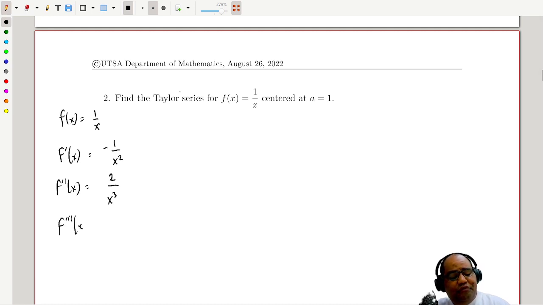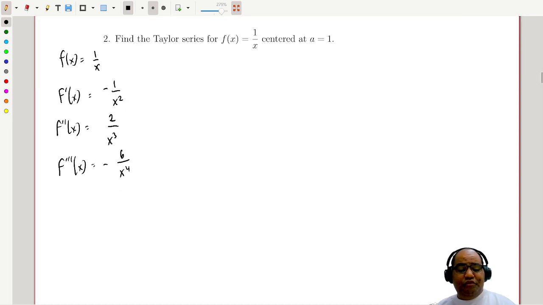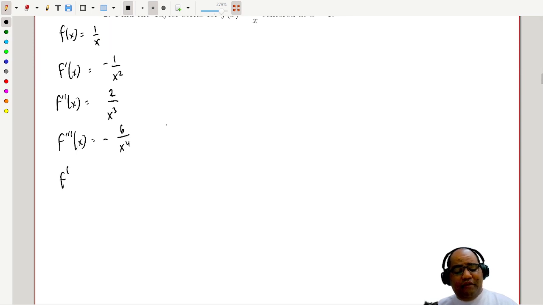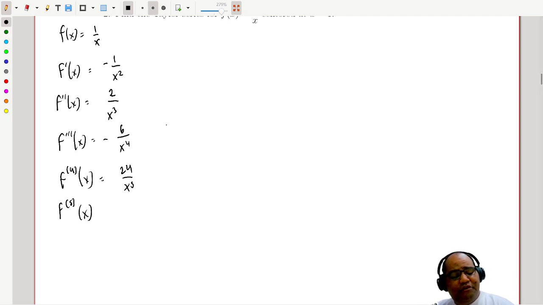The third derivative, we'll get another negative sign. Then 2 times 3, that's a 6 over x to the fourth. And let's do one more just for good measure here. We have the fourth derivative of f of x. We'll get negative 4 times 6, which is 24, divided by x to the fifth. And if you haven't seen the pattern yet, let's go one more time. The fifth derivative would end up being minus 120 over x to the sixth.